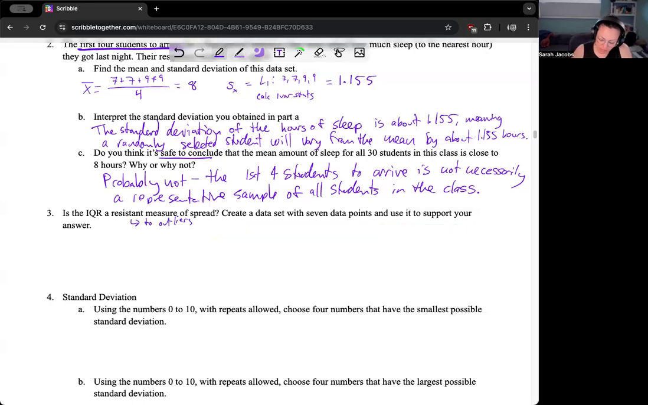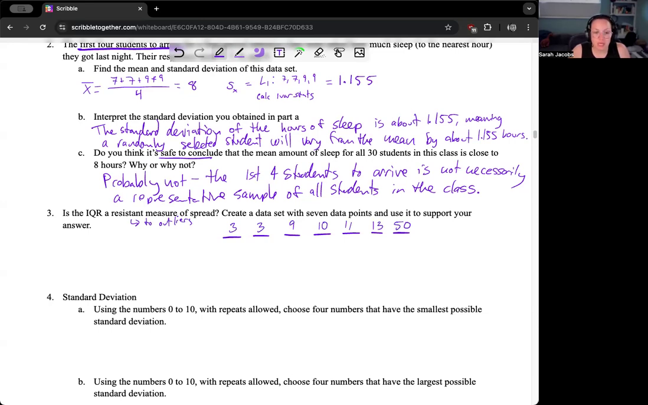So a data set with 7 data points. 1, 2, 3, 4, 5, 6, 7. Okay, so let's, I don't know, 3, 3, 9, 10, 11, 13, and then let's put in one really high outlier. Let's say 50. I could use a random number generator for this, but I wanted it to be in order too because of quartiles and all that.